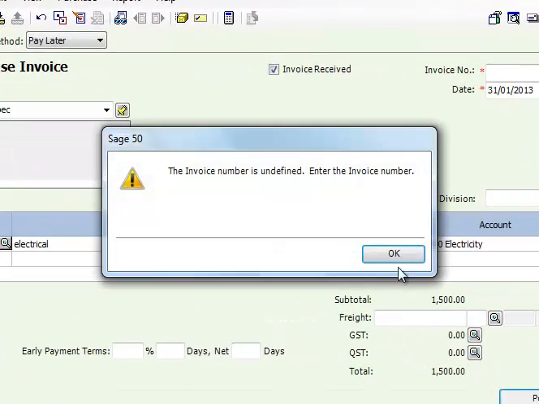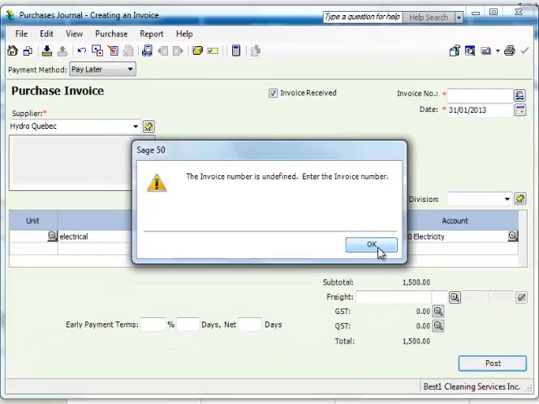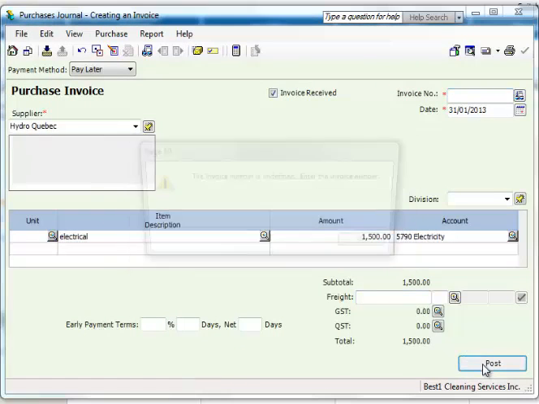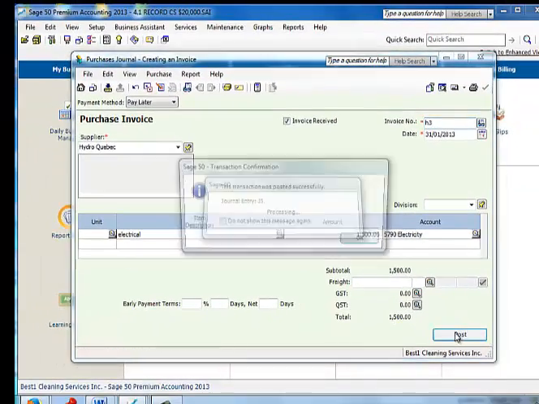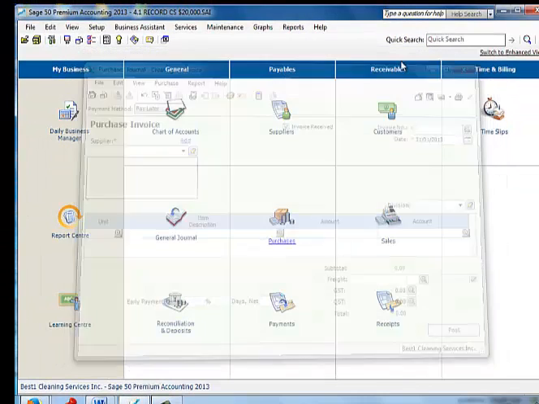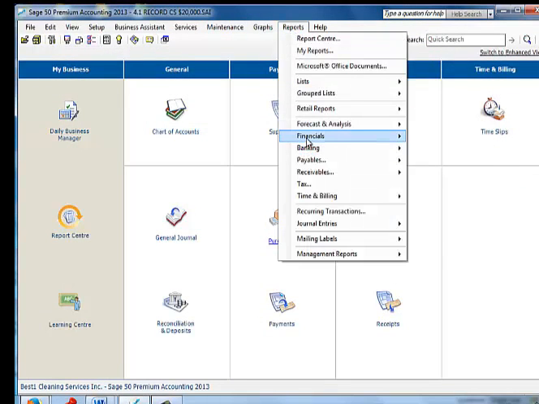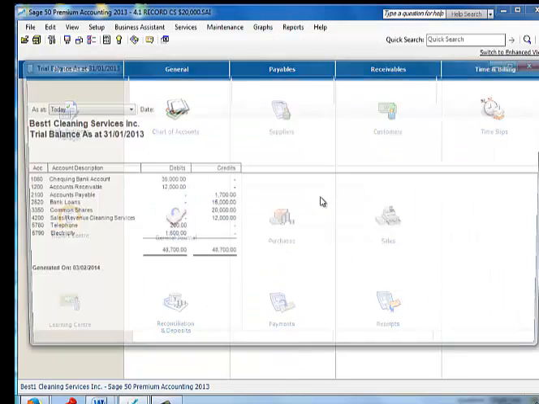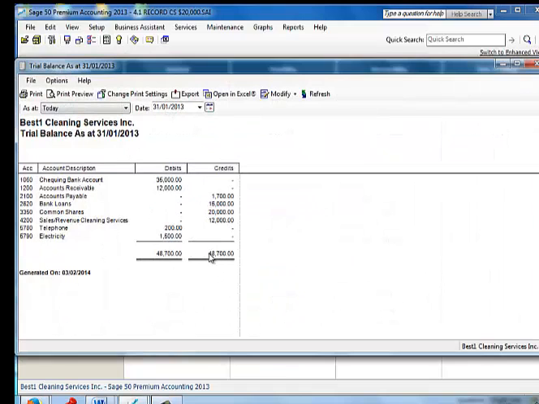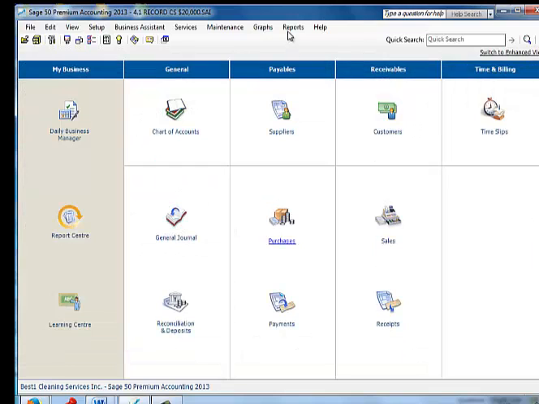I will post this. And if I simply ask you what will be the effect of a $1,500 electricity bill, it will reduce your profit by $1,500. Let me post the entry. Okay, it's asking me for an invoice number. These are system controls. Let me go back to my report, financial statements. Look at my trial balance. It will always be in balance. With an electronic accounting system, the trial balance is always in balance unless there's a major catastrophe.